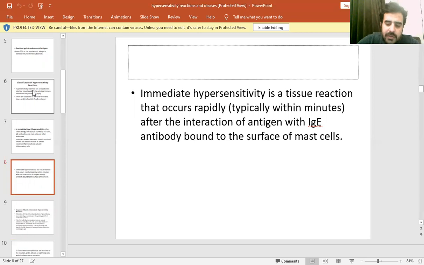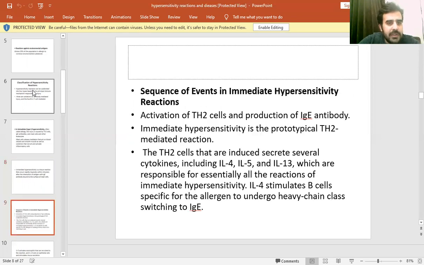After that, what will happen? There will be degranulation of the mast cells, and the mediators released from the mast cells will cause the reaction, which we call the immediate hypersensitivity reaction. Now let's discuss the events in the immediate hypersensitivity reaction. Activation of helper T2 cells and production of IgE antibody will be the first step after antigen exposure. This is the first-time exposure.